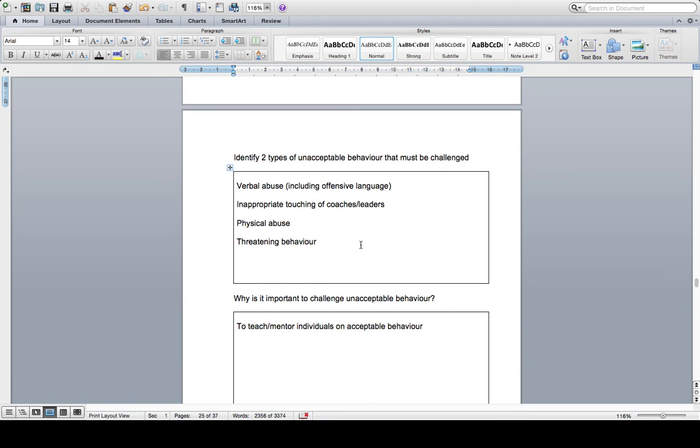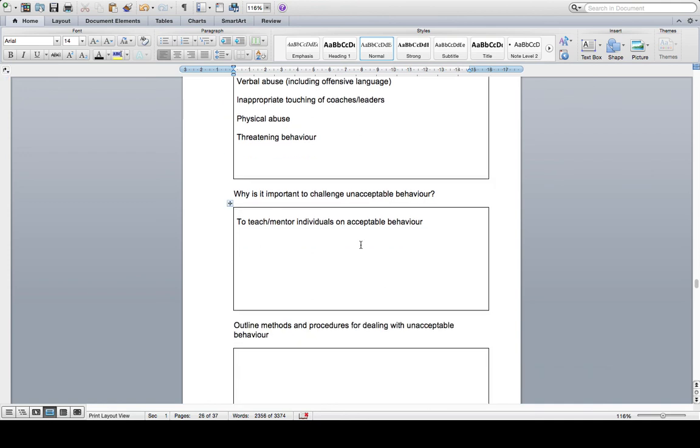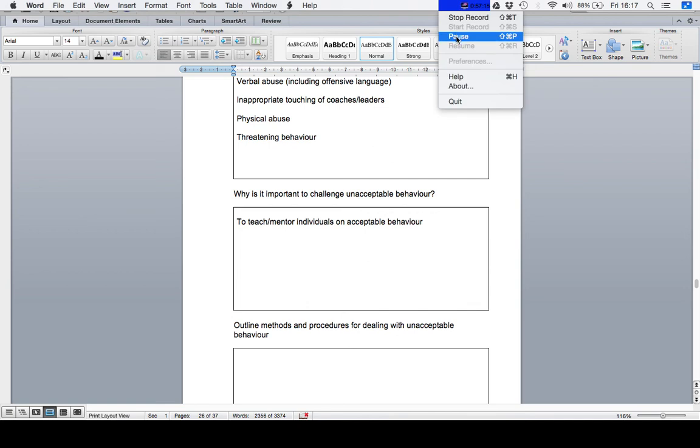Identify 2 types of unacceptable behaviour that must be challenged. Okay, we've been through this before. Verbal abuse, inappropriate touching, physical abuse, threatening behaviour, and so on, basically. Obviously none of us want that. Why is it important to challenge these behaviours? To teach and mentor individuals about unacceptable behaviour. And obviously, again, you've got safety to think about. If people are behaving in inappropriate ways, then it could cause harm or danger, or it could cause someone to get upset. You don't want that. You want to challenge it. You want to nip it in the bud, so it doesn't happen again, and people understand that they cannot act like that.